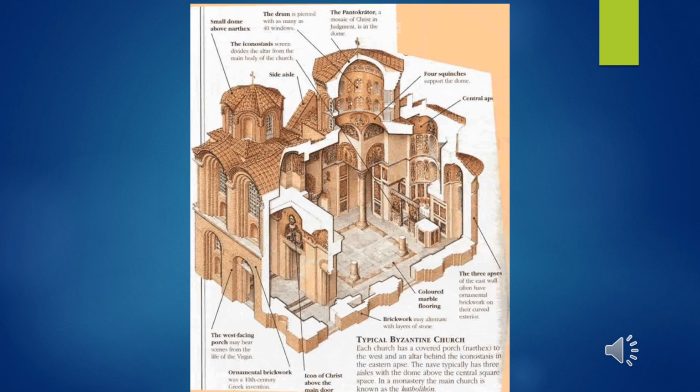The Pala d'Oro is an example of an iconostasis screen that divides the altar from the main body of the church. So you can see that there on the eastern end. Notice the west is the entrance to the church typically, and then the altar is facing east. And again, if you remember that thought of rebirth, it's facing the rising sun.